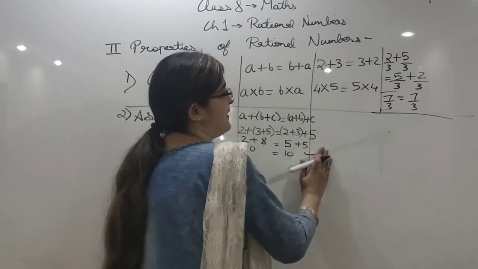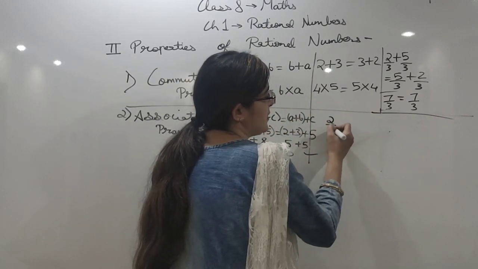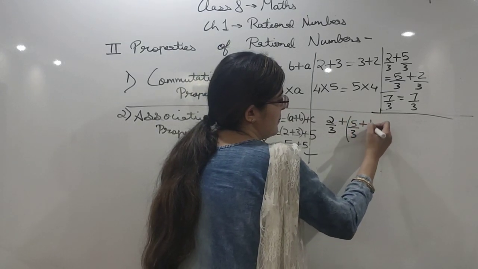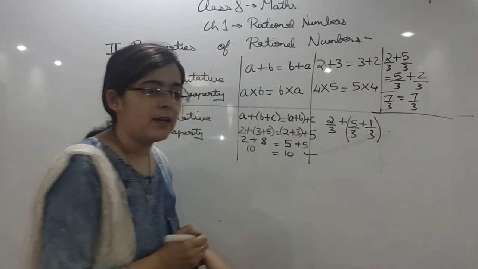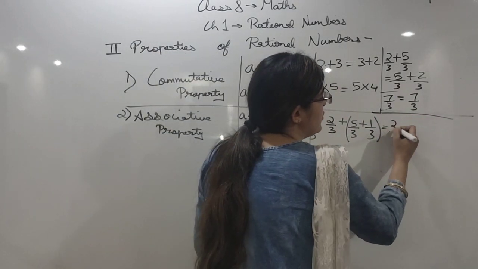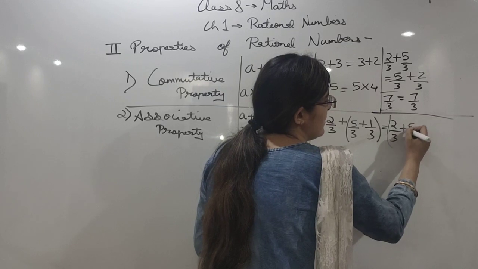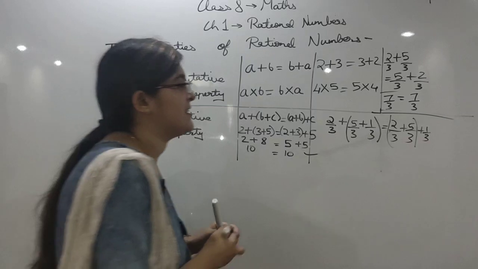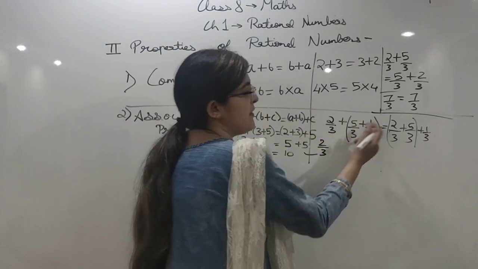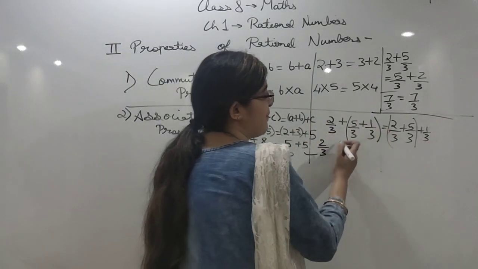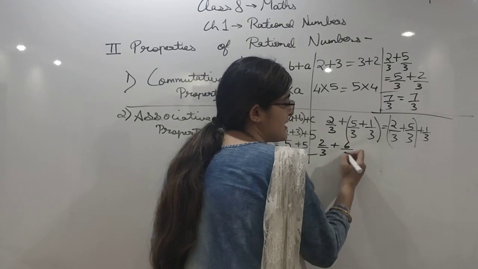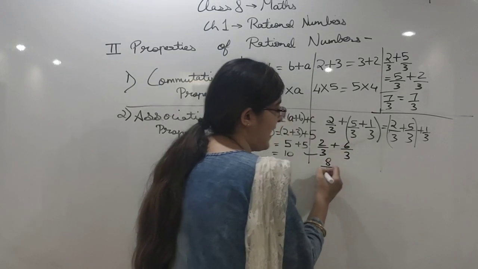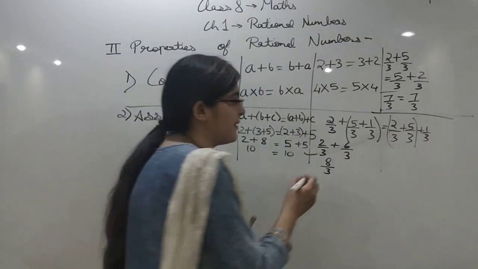Let's see if I write 2 by 3, this will be equal to... Let's check it out. Here first we will solve the bracket. It will become 5 plus 1, 6. LCM is same, so we will write it down. Now 2 plus 6 is 8. The answer came 8 by 3.